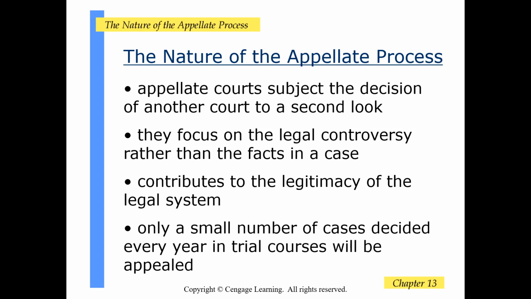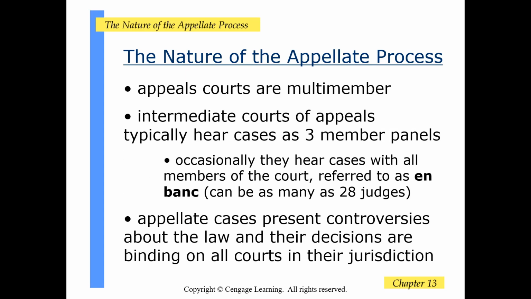Appellate courts subject the decision of another court to a second look. They focus on the legal controversy rather than the facts in a case. It contributes to the legitimacy of the legal system in America, and only a small number of cases decided every year in trial courts will be appealed.